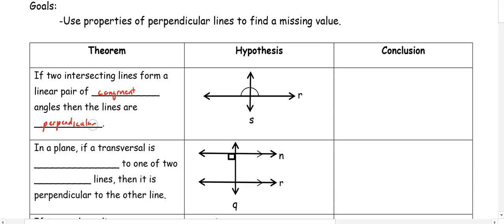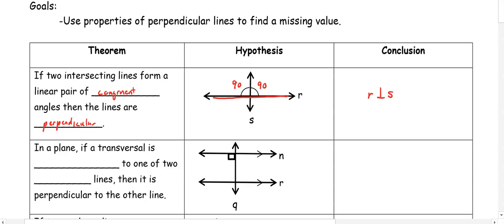And the reason that this happens is because R is a straight line, so it's 180 degrees. If these angles are congruent, when we split 180 degrees in half, each angle has to be 90 degrees and 90 degrees. So because they are both 90 degrees, those are right angles, so R is perpendicular to S.